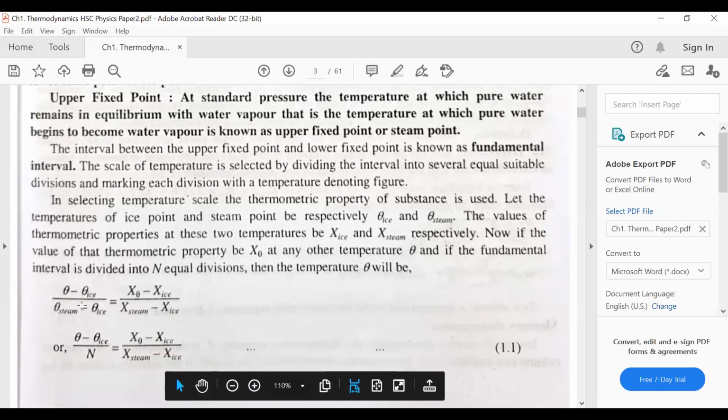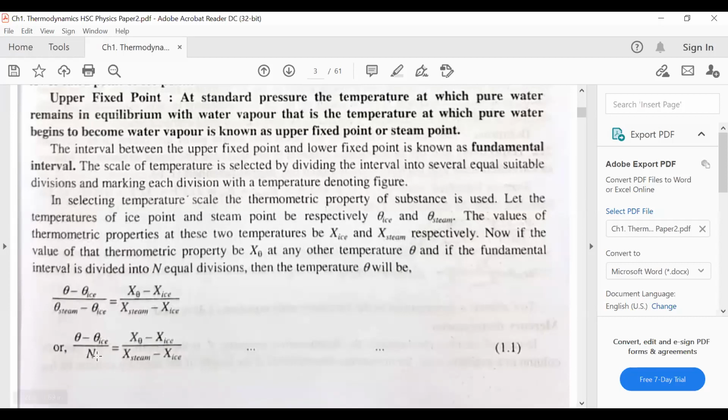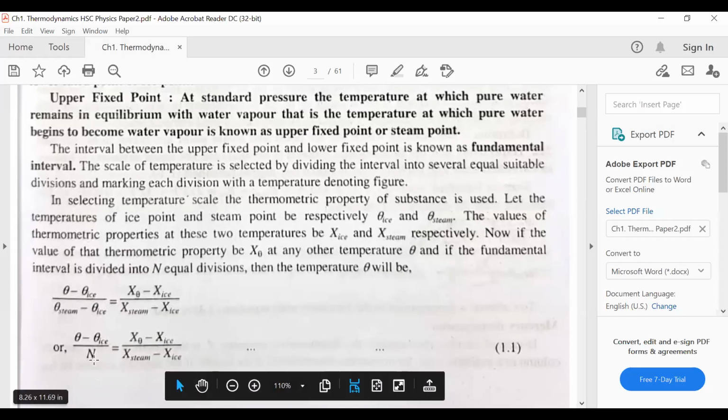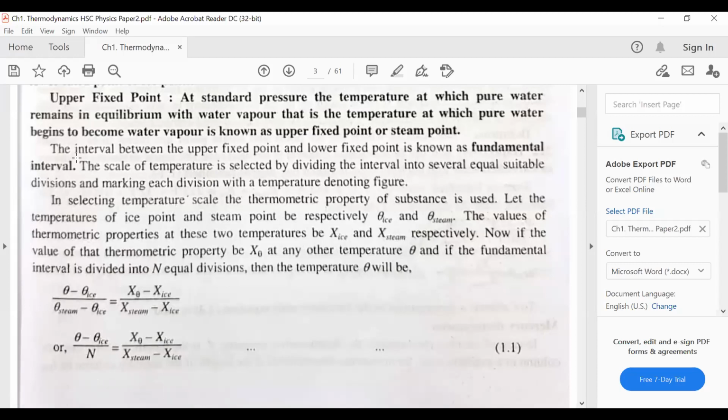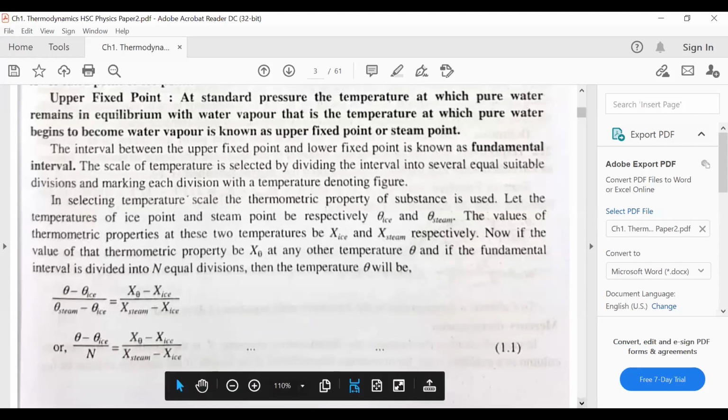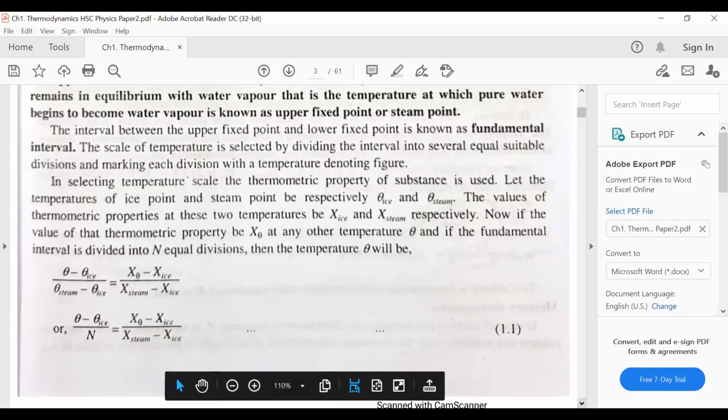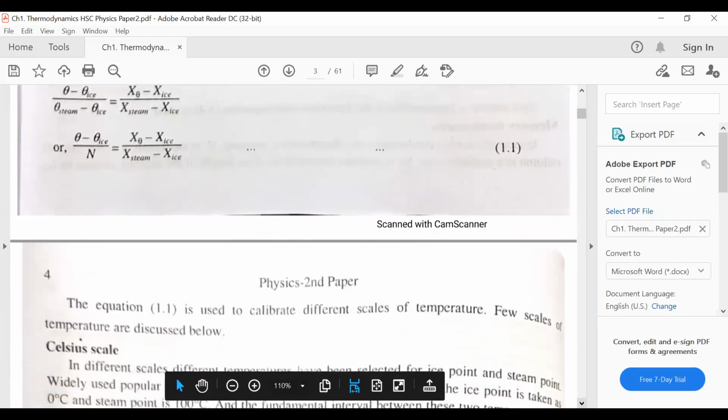Now, the difference between the steam point and ice point is called N. That is called the fixed interval or the fundamental interval. The interval between the upper fixed point and lower fixed point is known as the fixed interval. You need to memorize this equation. Is it clear to you what each one stands for? Is it clear to you?